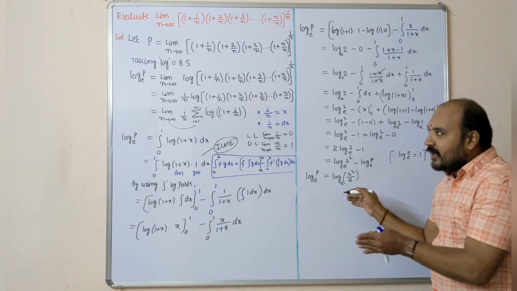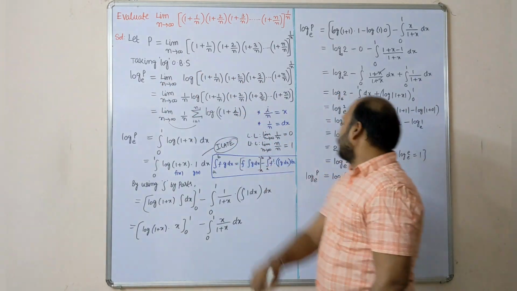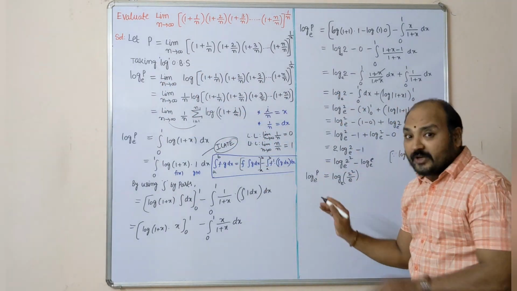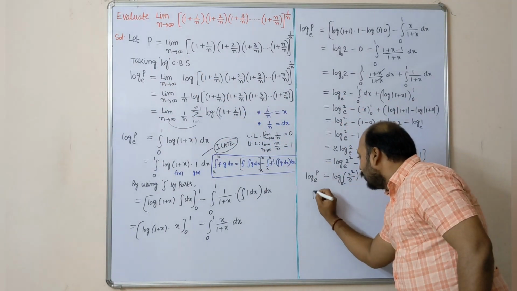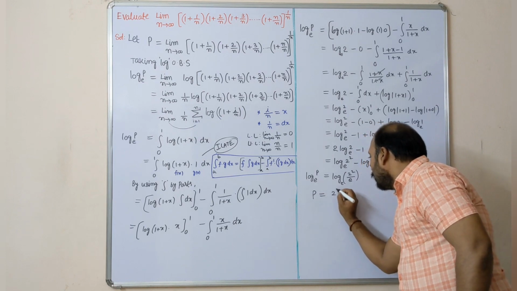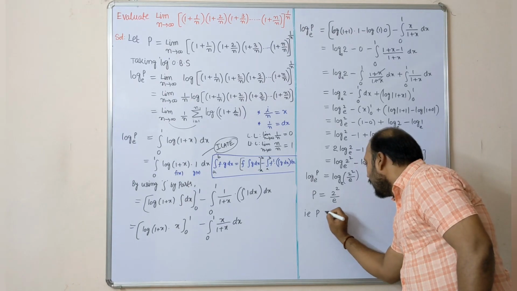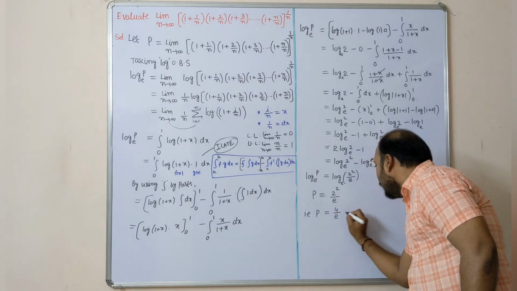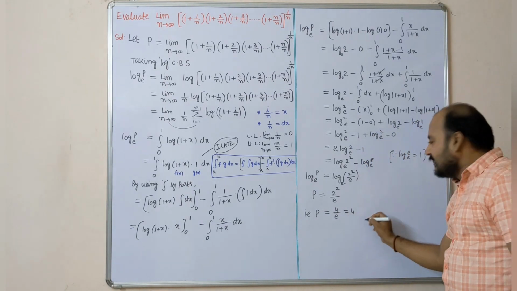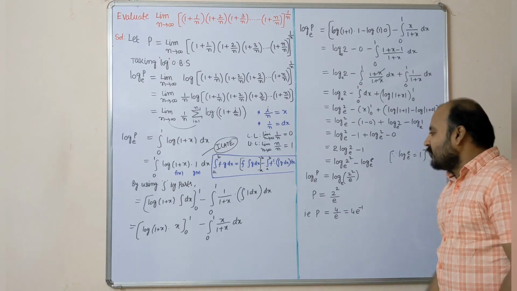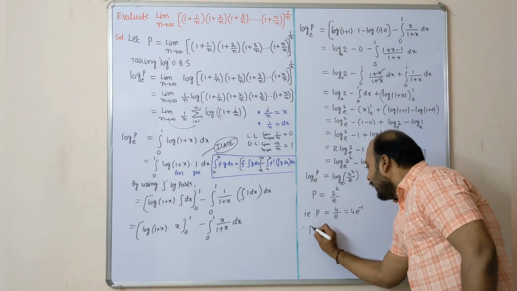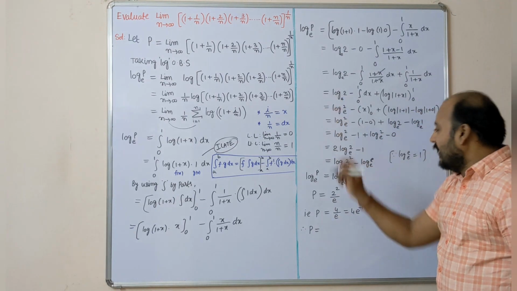So by comparing, I want the p value now. By comparing log functions, we cannot cancel. So p equal to 2 square by e, that is p equal to 4 by e. 4 into 1 by e means e power minus 1. Therefore, p equal to the limit, you can write it.